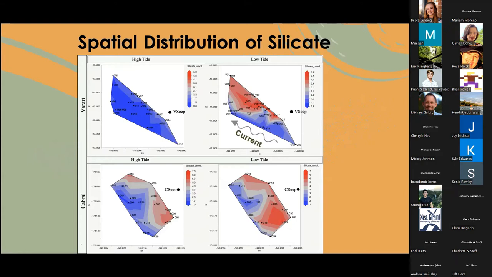At Cabral, there is also an elevated silicate concentration during low tide. While it's not as drastic, it is still there. This could be because there's less current, so those silicate particles are able to stick around in the environment longer at Cabral during that high tide scheme.